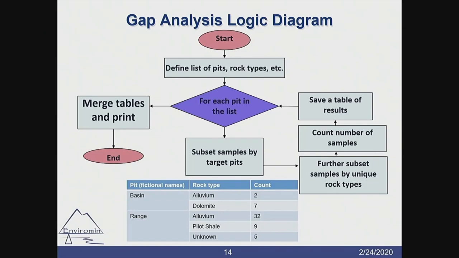I'm going to say, for each pit in the list that I've selected, I want to subset and only take the samples in those pits. I then want to subset and say, each unique rock type is its own subset. Count those samples, save a table of results, and it's going to go through this loop until it's gone through each pit in your list. Then merge all the tables and print it. And in this case, this would be the reviewable output that you could look at.